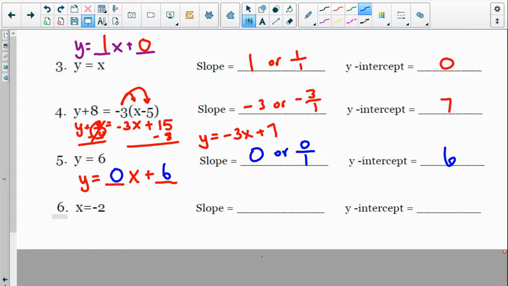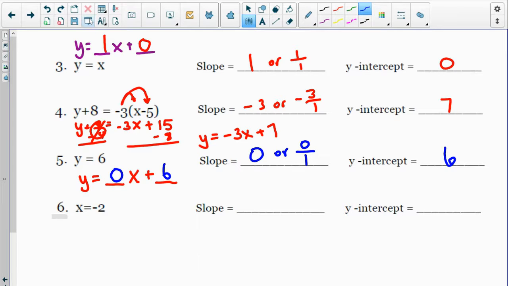All right, last one, number 6. We have x equals negative 2. And this one is actually kind of a trick question, because if we want to get our equation to read y equals something times x plus something, like we've been filling in on the other ones, we're going to have a little bit of a problem there because we don't even have a y in the equation. There is no y.